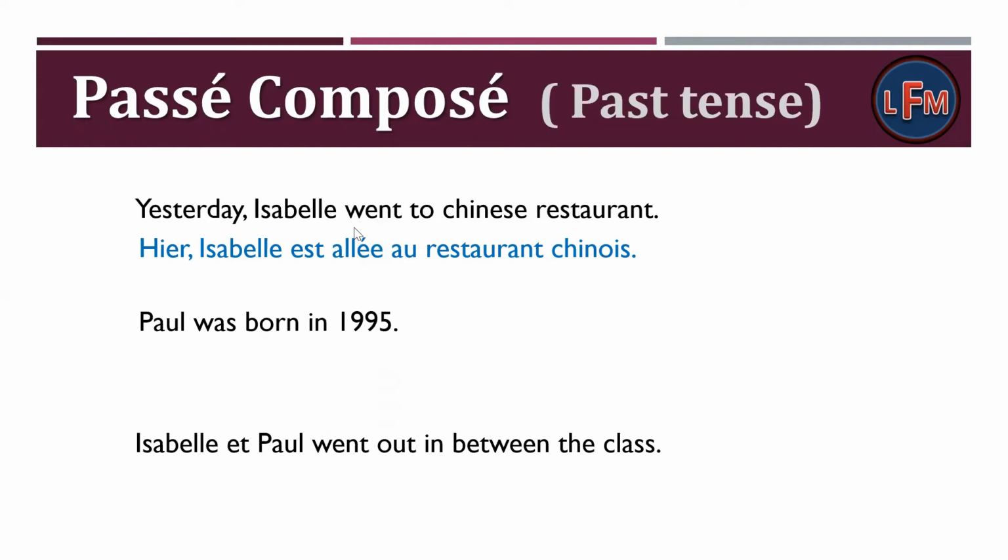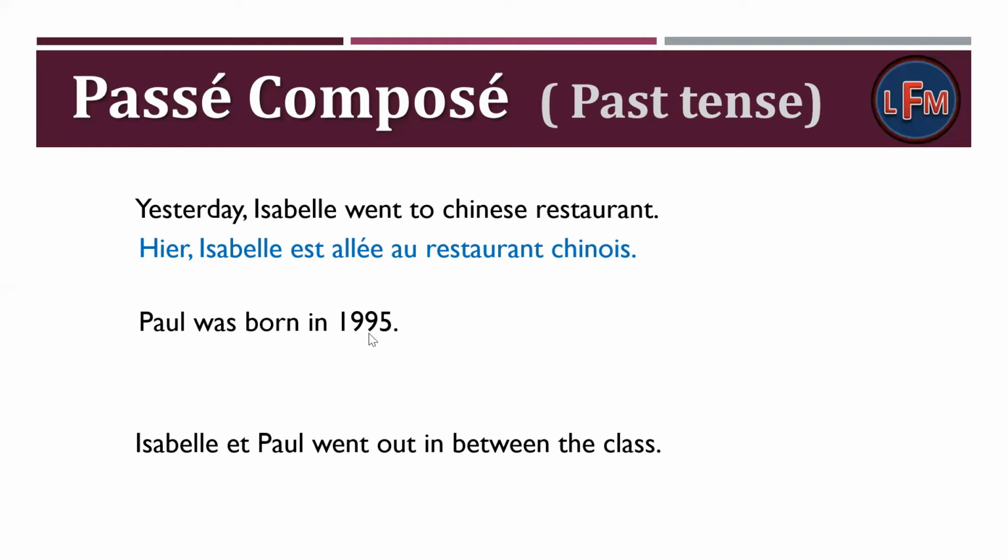Here we have the verb went. Which verb is this? This is aller verb. And aller verb goes with être. So we take the participe passé of the aller verb, which is allé with accent aigu, and the auxiliary verb être. So first we put the subject, then the auxiliary verb être, then the participe passé of the verb. Here an extra e will be added because Isabel is feminine. So here Isabel est allée au restaurant chinois.